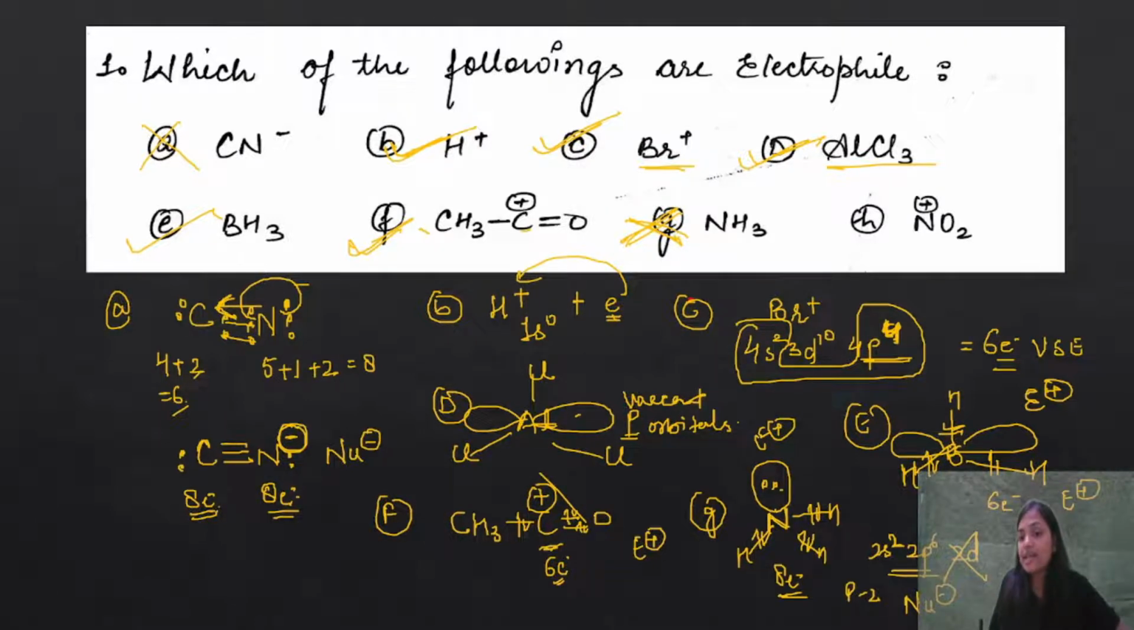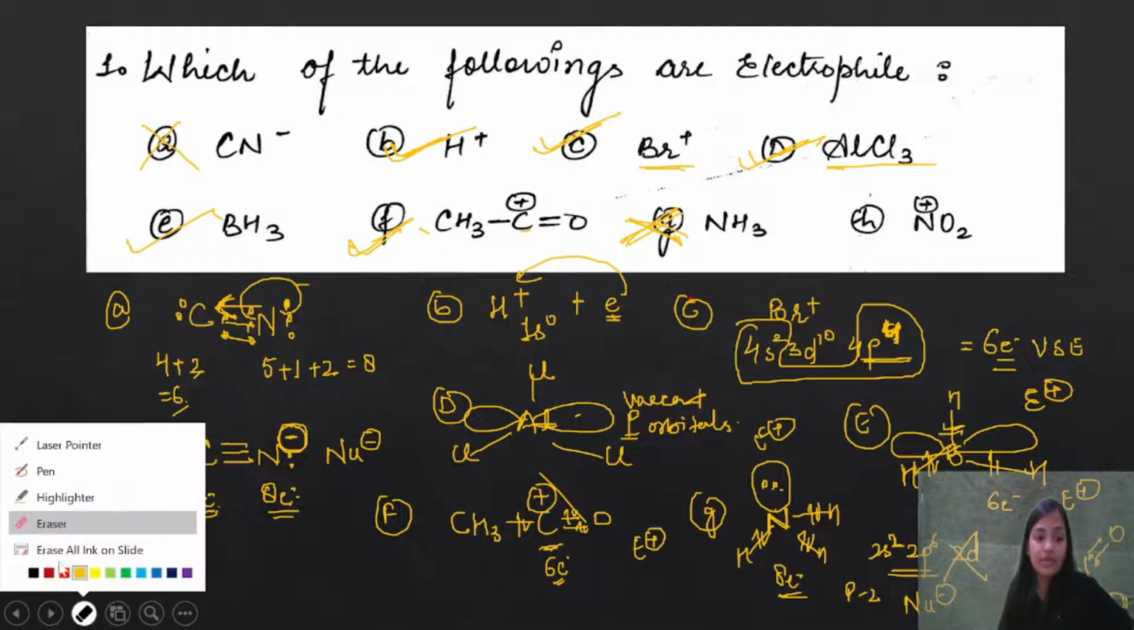In the last option, that is NO2 positive, if you see the structure of NO2, nitrogen has a lone pair, 1, 2, 3, 4, and over the nitrogen we have 5 electrons. But because of the positive charge we have only 4 electrons, that is 1, 2, 3, 4. We then have one more oxygen atom when we draw the structure of NO2 positive. So in the case of NO2 positive, over the nitrogen we have 4 electrons.